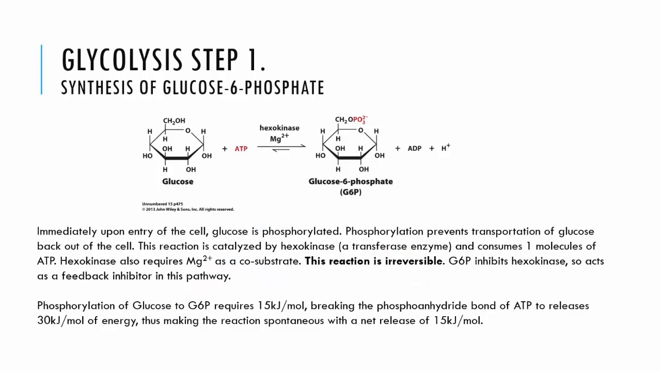Now, let's look at glycolysis step by step. In the first step of glycolysis, glucose is phosphorylated by hexokinase in the presence of magnesium and ATP to make glucose 6-phosphate. The phosphorylation of glucose prevents transportation of glucose out of the cell and is the first committed step of glycolysis, meaning it is irreversible.